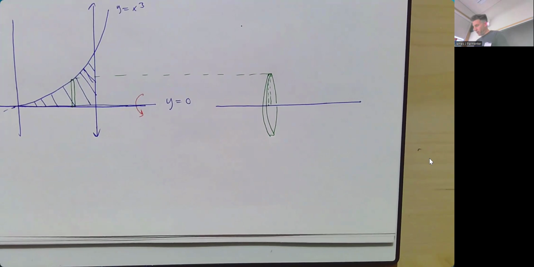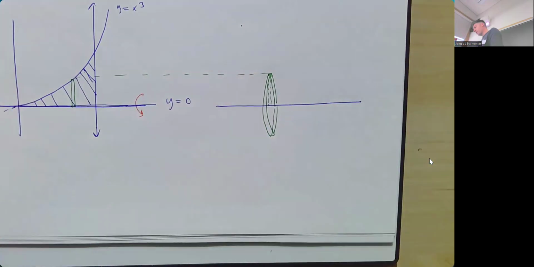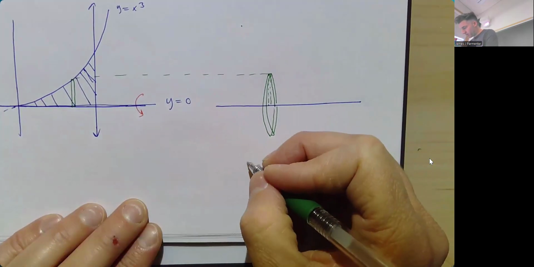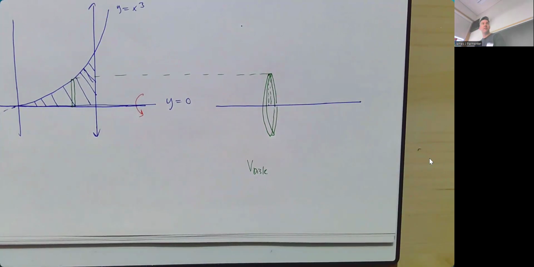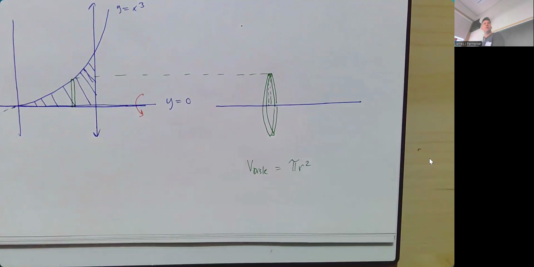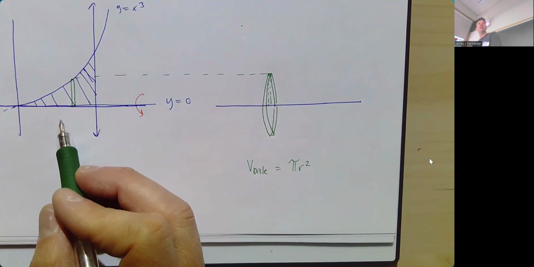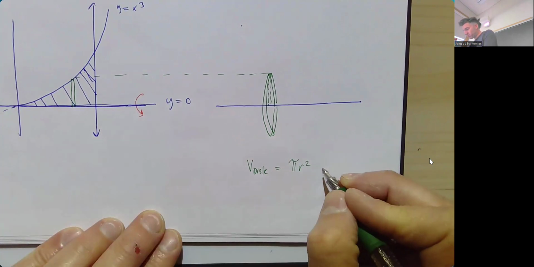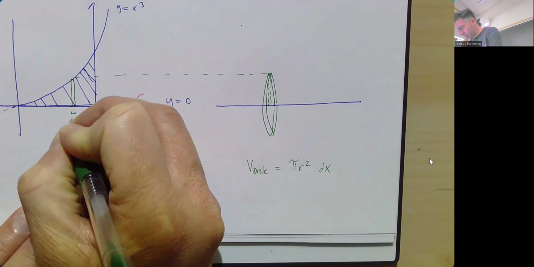And the volume of this disk, well, it's a circle with some thickness. So the area of the circle is pi r squared. And the thickness, the width of this disk, is a small change in x, which I'm going to write as dx. Some people use delta x. I use dx because I know we're going to integrate this thing. Doesn't really matter which way you write it. So this small change here is dx.